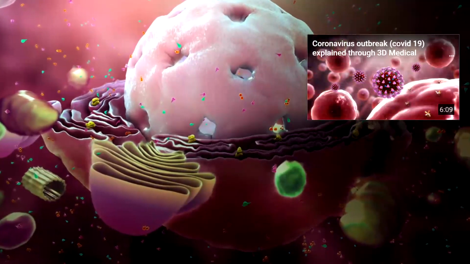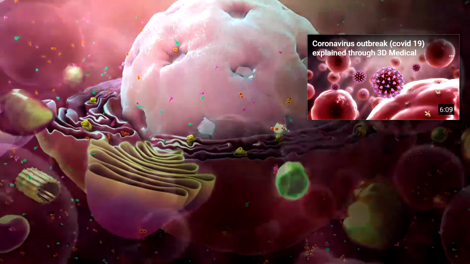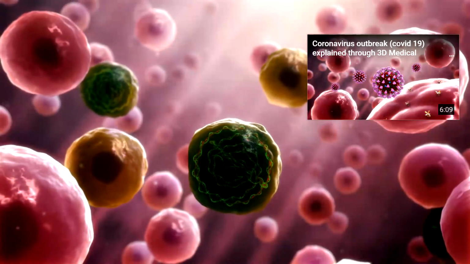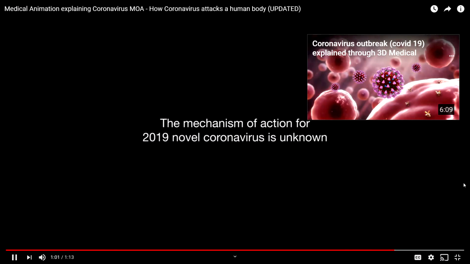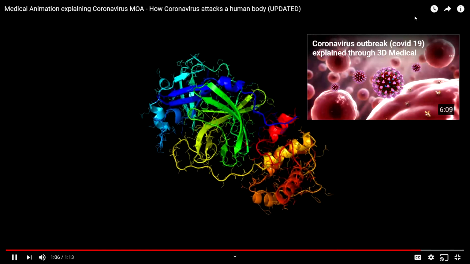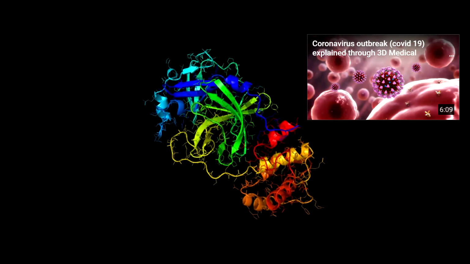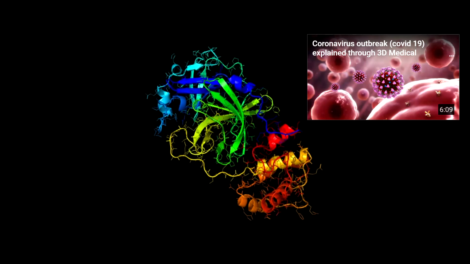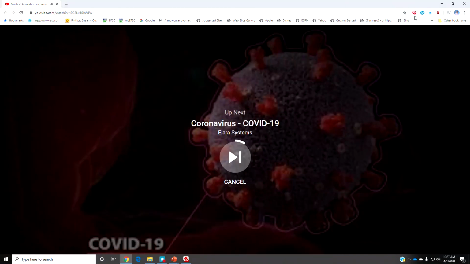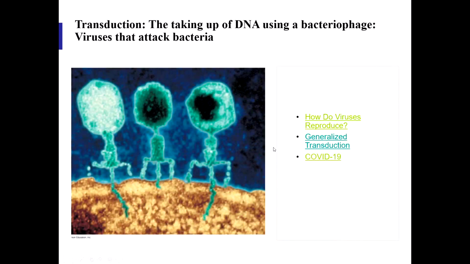Meanwhile, the stress of viral production on the endoplasmic reticulum eventually leads to apoptosis, or cell death. It should be noted that the mechanism of action for 2019 novel coronavirus is unknown. However, scientists in China have sequenced the genome, while others have used the sequencing to visualize the structure. So again, the more we know about the structure of the virus, the more we know about how it can infect its host cell.